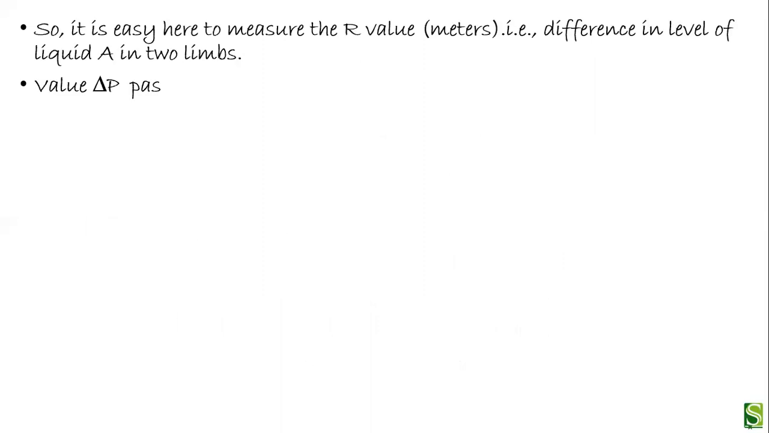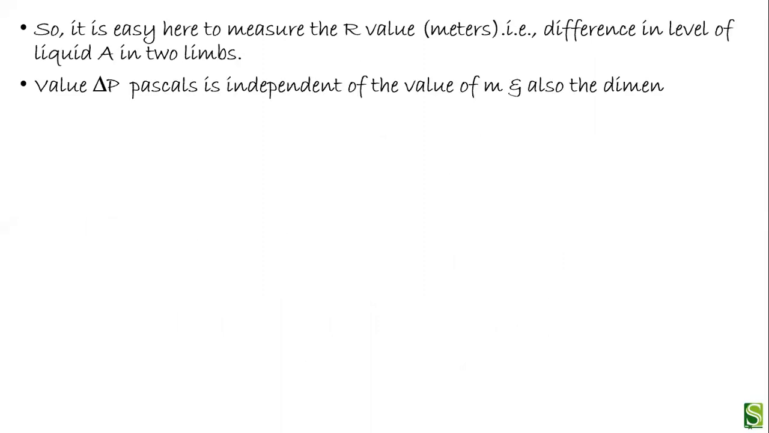So it is easy here to measure the R value. How are you going to measure the R value? Directly from the limb, which is graduated. So you can measure the R value in meters, that is the difference in the level of the liquid A in the two limbs, and the value of delta P in pascals is independent of the value of M and also the dimensions of the U tube.